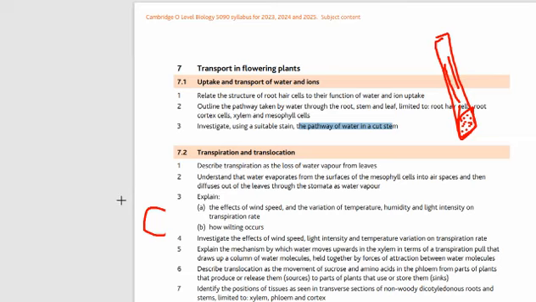Transpiration क्या होता है? पत्तों से पानी का निकलना, in simple words. The loss of water vapor from the leaf is called transpiration.